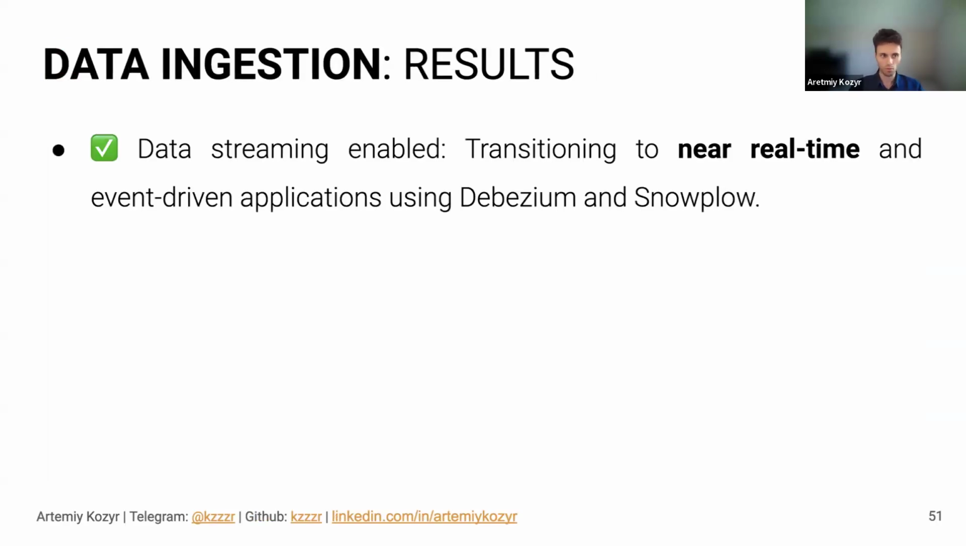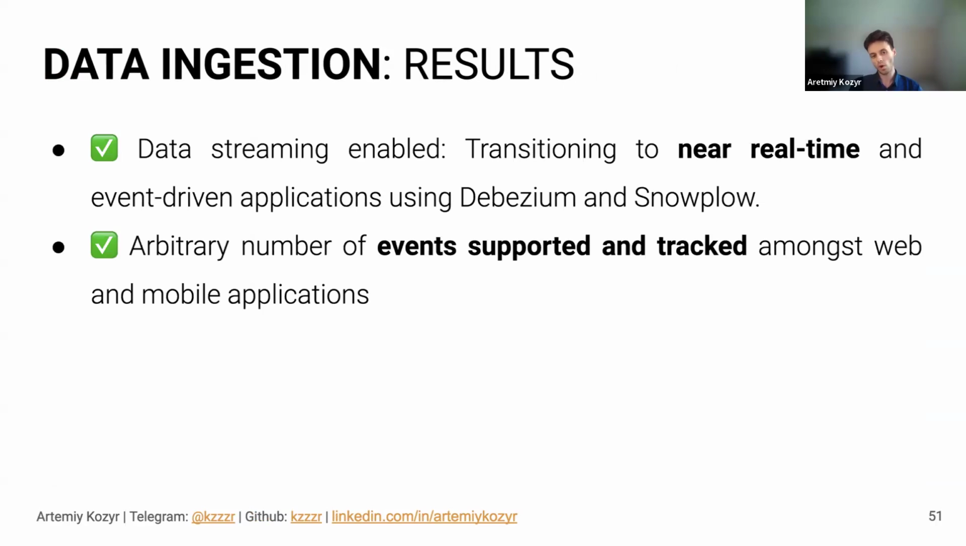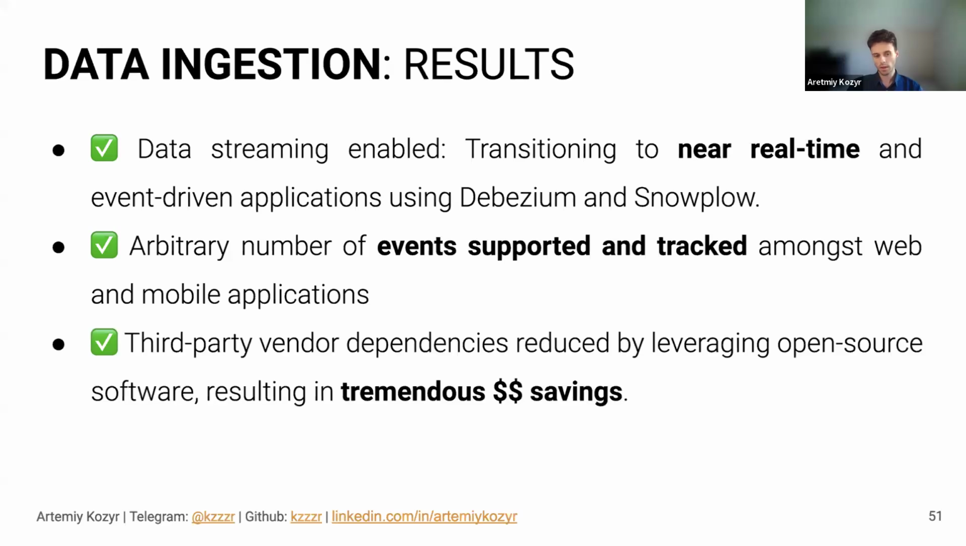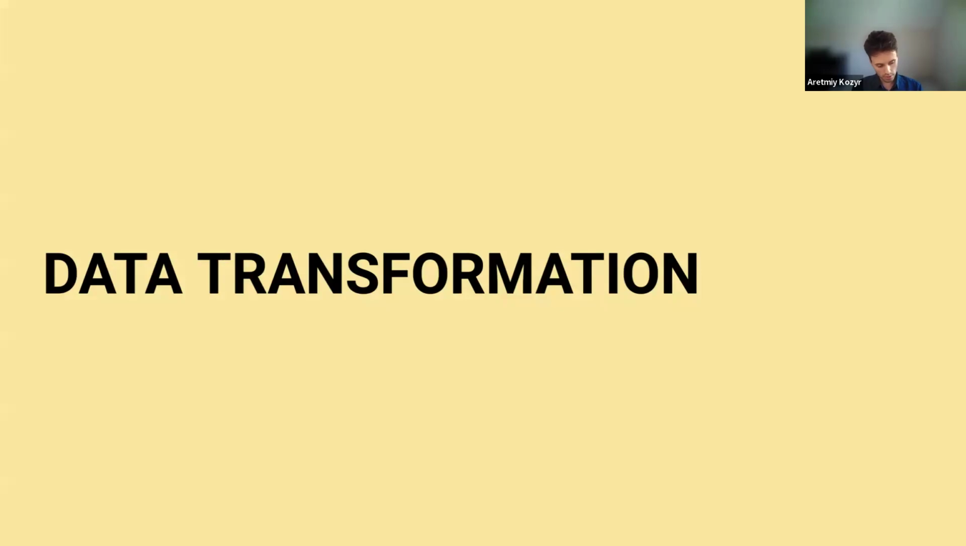Right, let's wrap up this section, data ingestion. So we have data streaming enabled, which allows near real-time and event-driven applications with Debezium connectors and Snowplow tracking. Then an arbitrary number of events is supported and tracked across web and mobile applications. So you always capture relevant information about what's happening with your product. And then third-party event dependencies are reduced by leveraging open source software. It results in tremendous cost savings. This really is. Let's proceed to section number 3, data transformation.